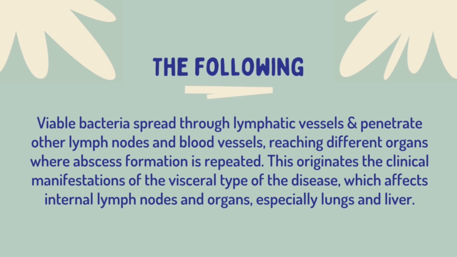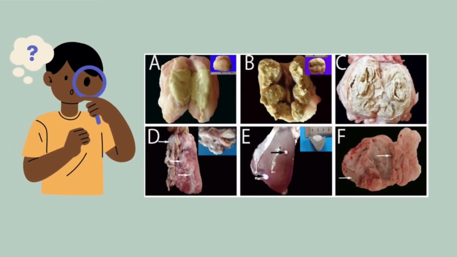Following this, the viable bacteria spread to the lymphatic vessels and penetrate other lymph nodes and blood vessels, reaching different organs where abscess formation is repeated. These originate the clinical manifestation and the visceral type of the disease, which affects the regional lymph nodes and organs, especially the lungs and liver. So these are the lesions generated by the CLA, or the morphologic appearance on the organs and lesions affected.